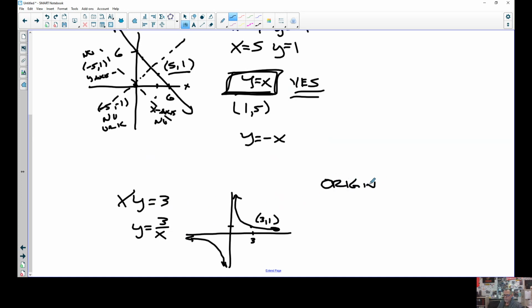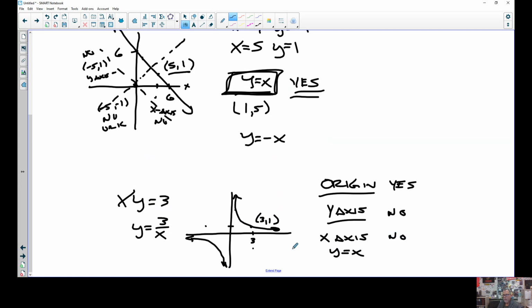Now, let's go through our symmetries. Origin symmetry. If 3, 1 is on this graph, then -3, -1 has to be on this graph. Would -3, -1 be on this graph? Absolutely. If I plug in -3 in here, it would give me y equals -1. So origin symmetry, yes. What about y-axis symmetry? So this is an odd function. Y-axis symmetry says that if it's here, 3, 1, it also has to be over here at -3, 1. Y-axis is no. X-axis? If 3, 1 is on it, then 3, -1 has to be on it down here. That's a no as well.